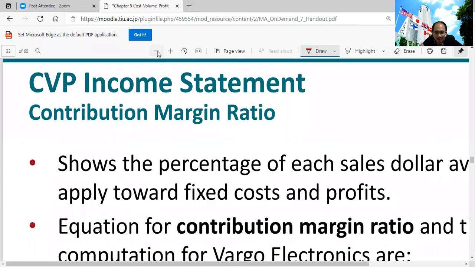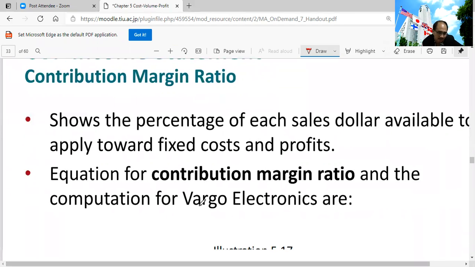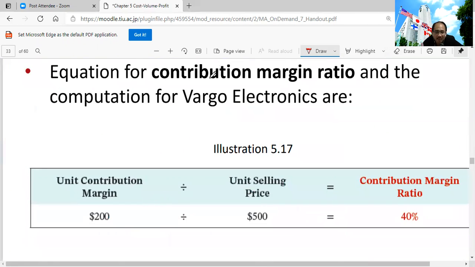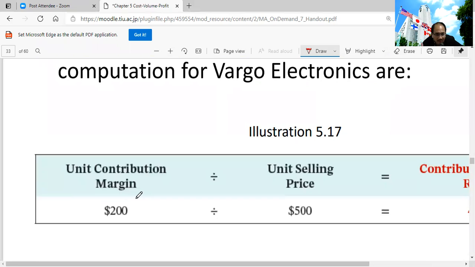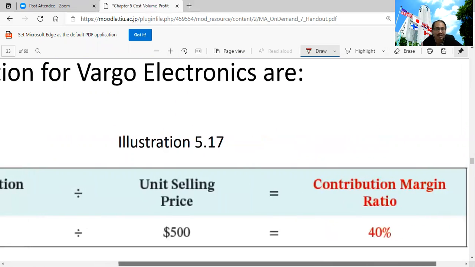So the contribution margin ratio shows the percentage of each sales dollar available to apply toward fixed cost and profit. So the equation of contribution margin ratio and the computation for Fargo will be the 200 contribution margin per unit divided by the 500 selling price. So 200 divided by 500 is 40%, the contribution margin ratio.